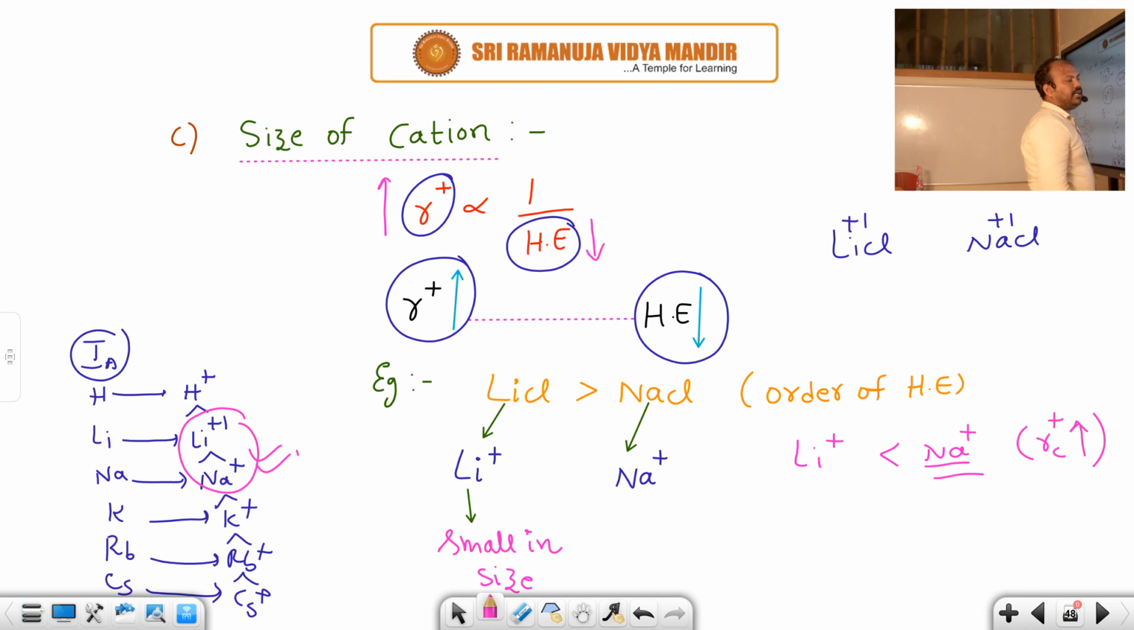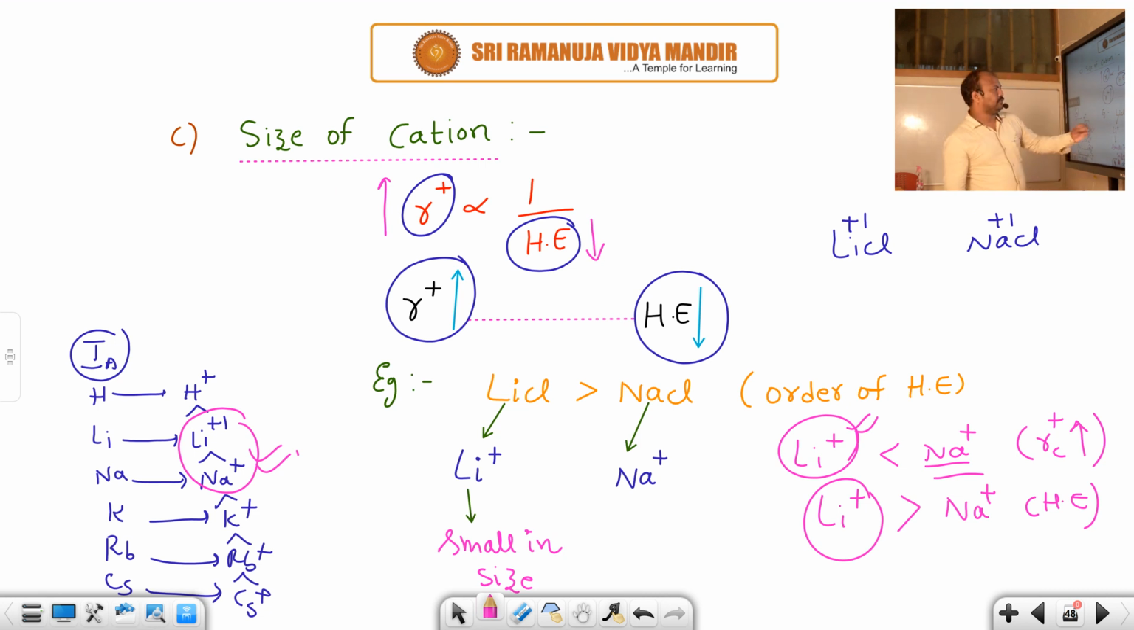So with more size, what will happen? Na+ has less hydration energy. Which has less size or less radius? Li+, not Na+. That's why Li+ has more hydration energy. So how can we explain this example? Based on which principle?